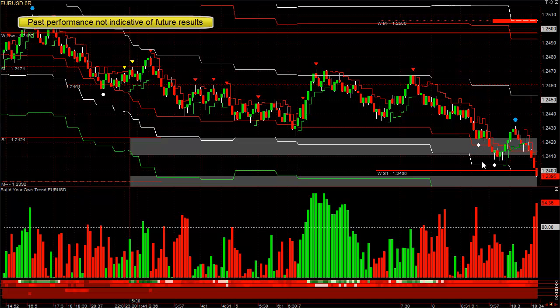It's not at or underneath the lower containment bands, at least the 1.5, so I would have kind of paused on that one.